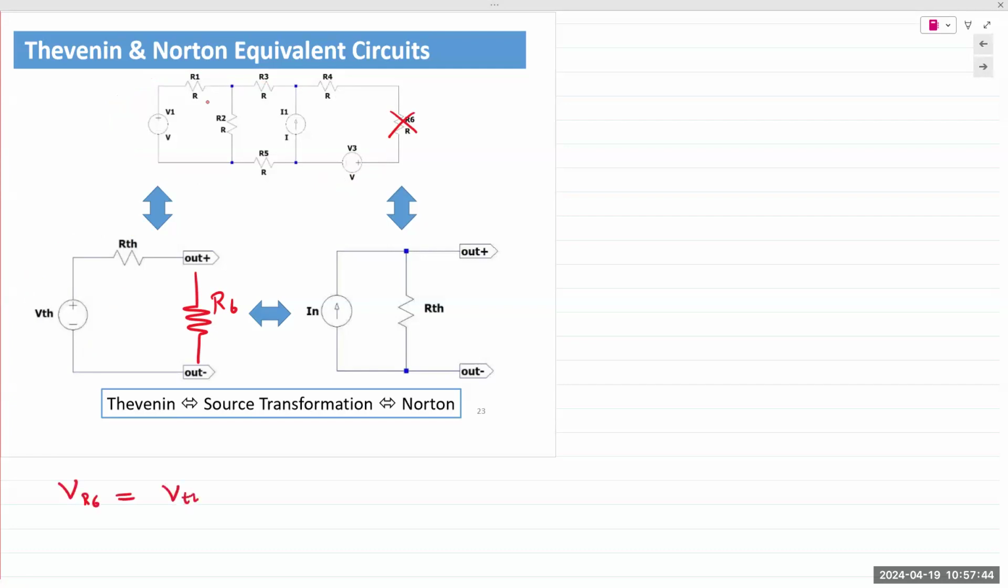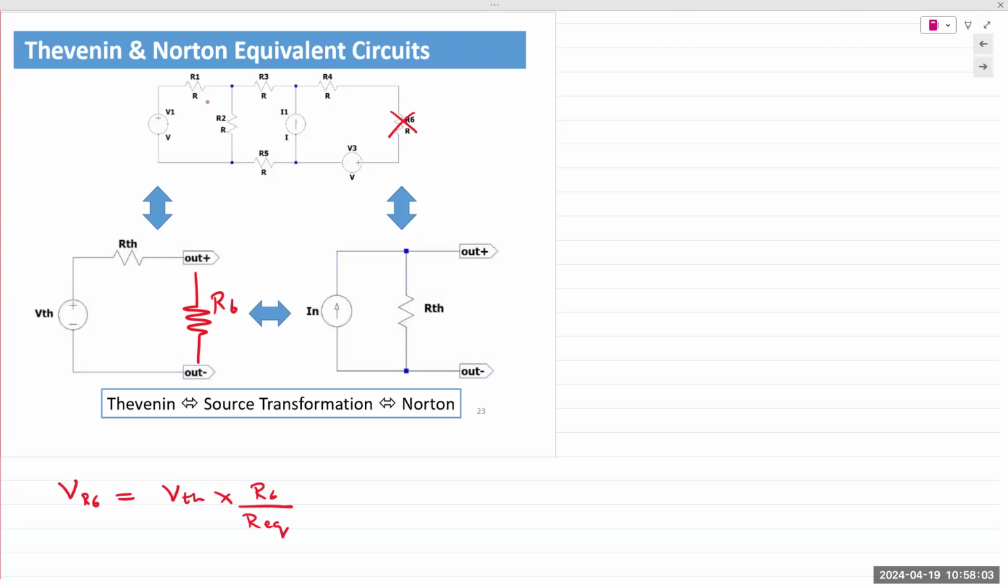It is VTH times R6 over REQ. You can take 100 values of R6 and simulate it. You can find the answer in one step. And that is known as the Thevenin theorem.